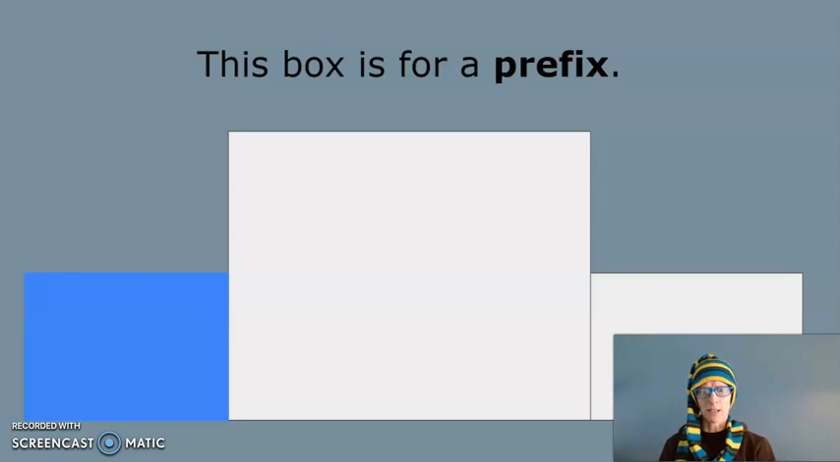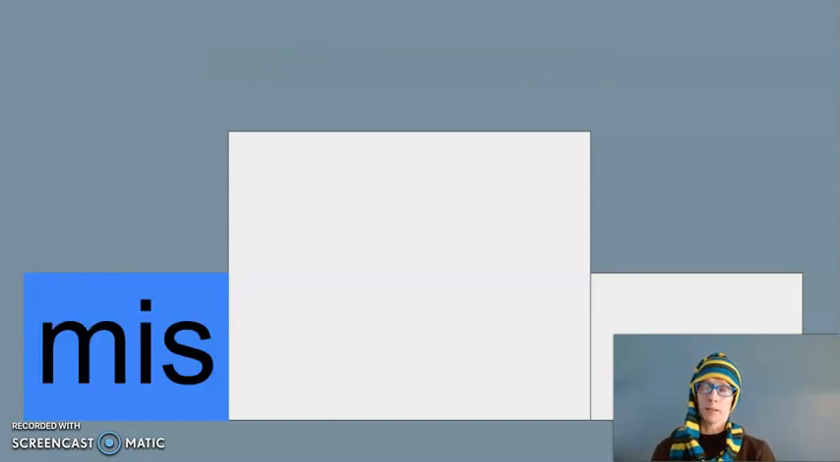Today, we'll discuss another prefix. This box is for the prefix. A prefix goes before a root word to change the meaning of a word. A prefix will always come at the beginning of a word. Today, we will talk about the new prefix, miss. That could mean not, but more often it means bad or wrong.